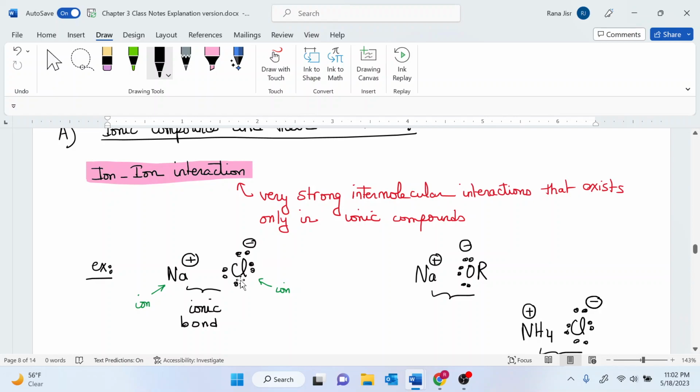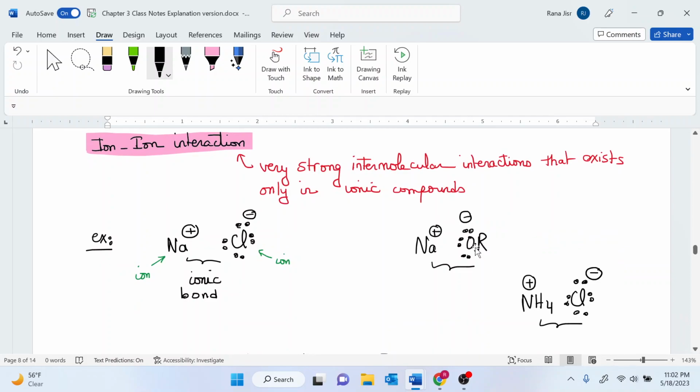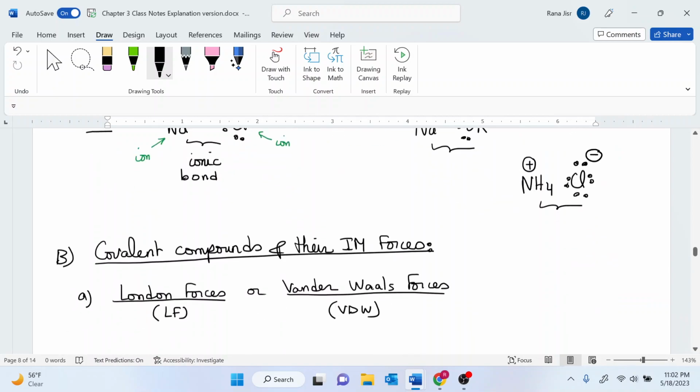This is an interaction and it is not a bond. It's an electrostatic interaction in this case. This is an example where the negative ion is a polyatom, and this is an example where the positive ion is a polyatom.